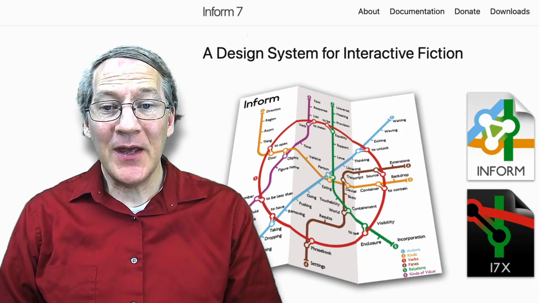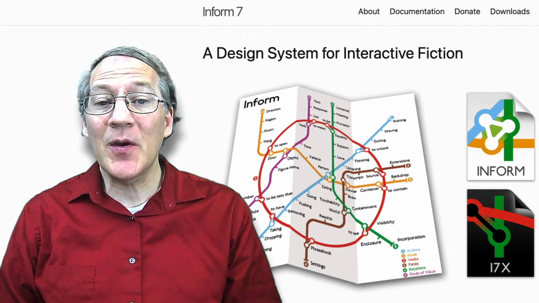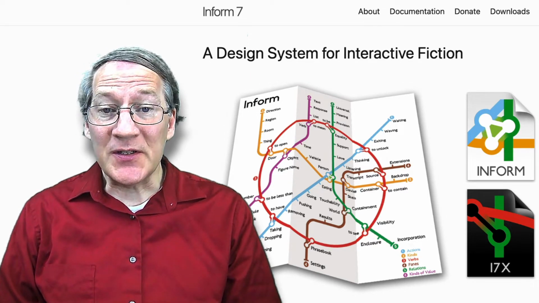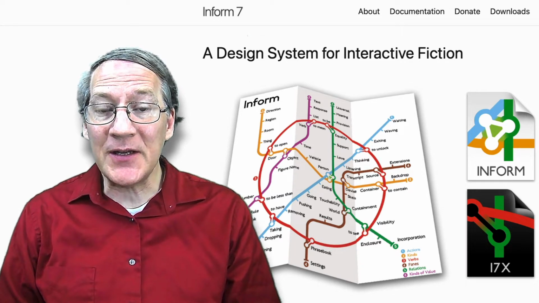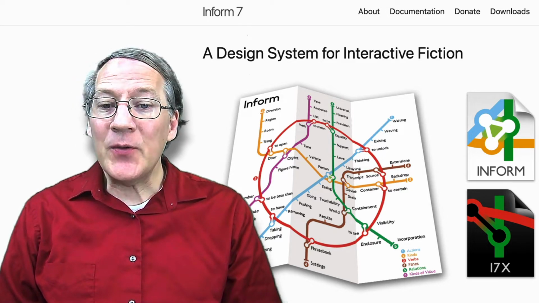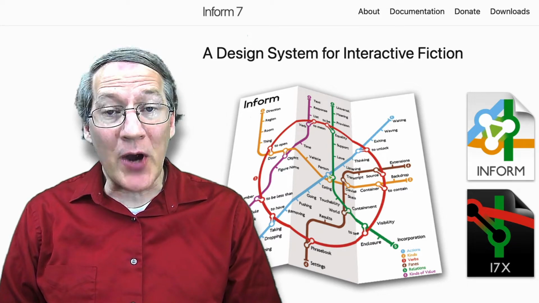Inform 7 is a free, powerful system for creating text, parser, interactive fiction games. I'm Dennis Jerz, and sometimes I get to teach interactive fiction in the English department at Seton Hill University. This video will briefly cover how to use Inform 7 to create an environment and a few props to interact with.